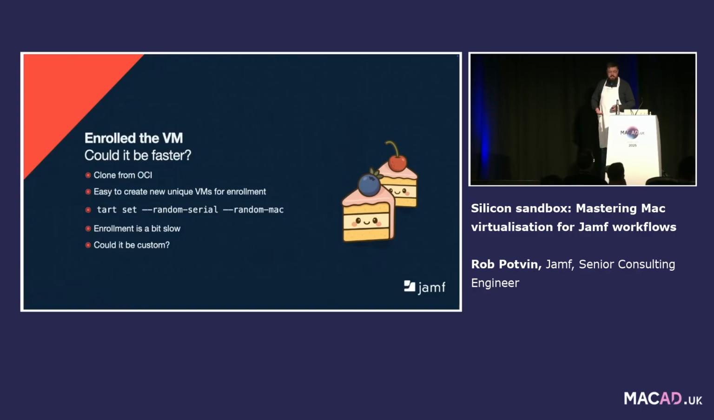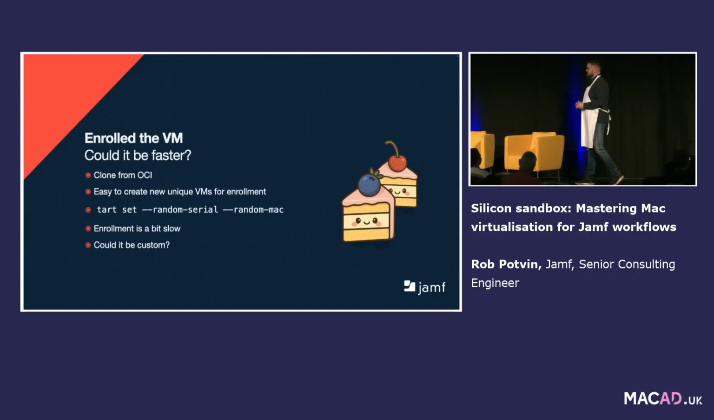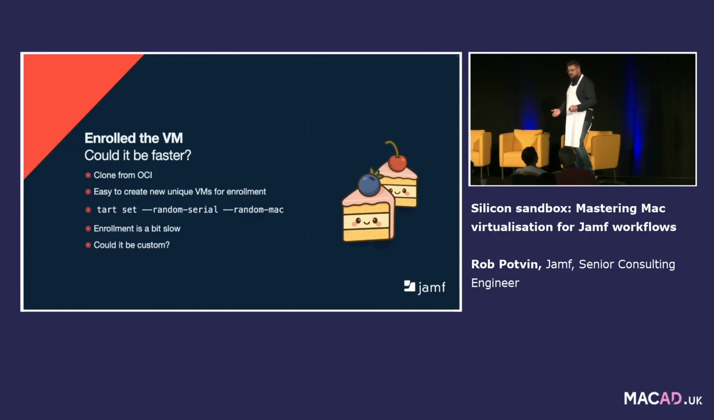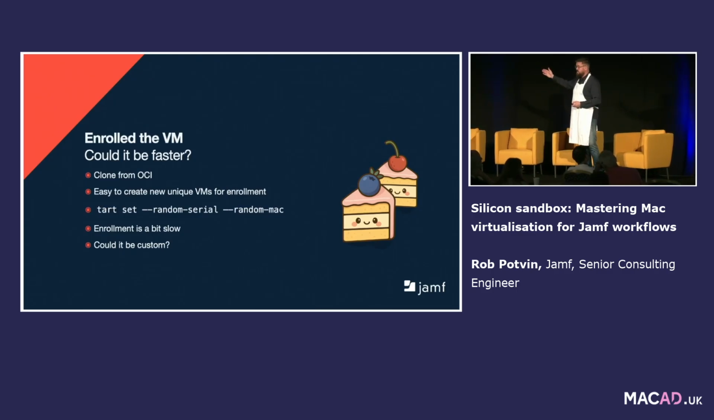The thing is, can it be faster? And yes, the whole point of this presentation, it can be faster, right? So cloning is great. From the OCI, we do not have to worry about overwriting each of our VMs with the random serial and random MAC. The enrollment bit is slow, and we're going to make it faster. So we have our instant cake. Can we eat it too?